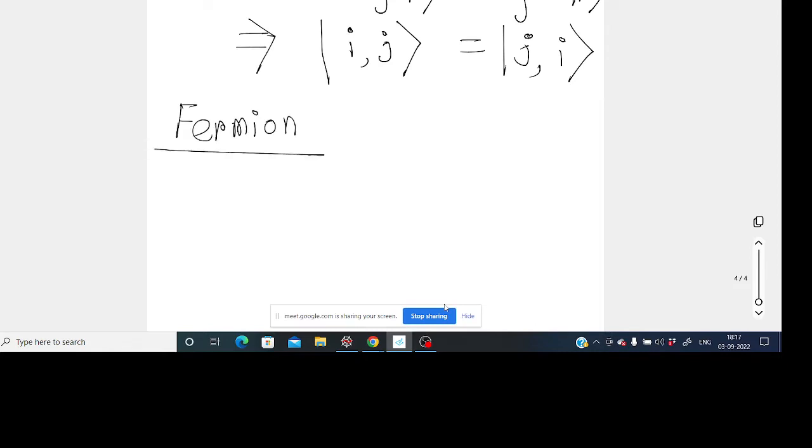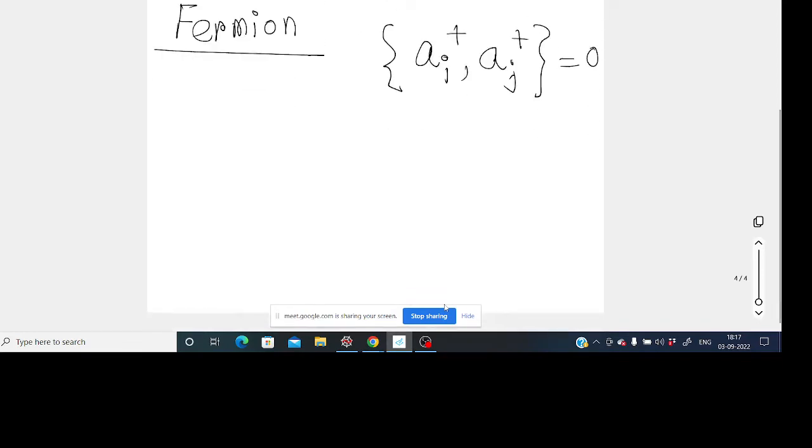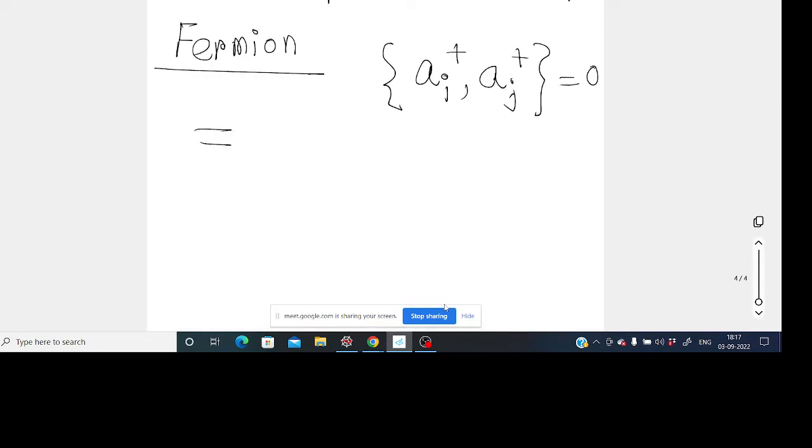Now what will happen for fermions? Fermionic operators actually anti-commute with each other. This is 0. Now what is this second bracket thing? This is equal to this actually. See here, these are operators, okay? Not any numbers.